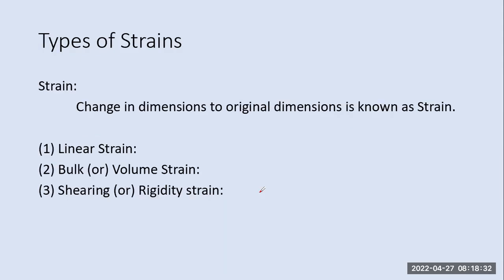So here we have the types of strain. So yung strain is the change in dimensions to original dimensions is known as strain. So we have three types of strain: linear strain, bulk or volume strain, shearing or rigidity strain. So next slide, pag-usapan natin ang definition ng bawat strain na ito.